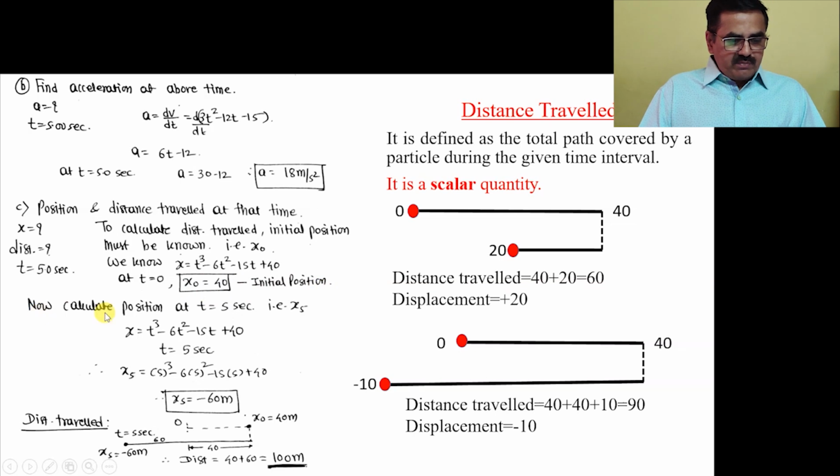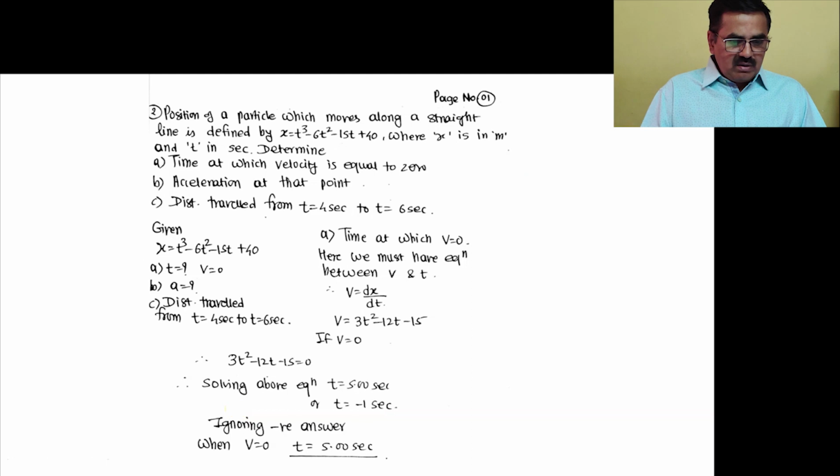And now calculate the position at t is equal to 5 seconds. So at t is equal to 5 seconds, that is x5, let us write t is equal to 5 seconds in the given equation of x, and it gives us x5, that is minus 60 meter. Remember, we have to calculate distance traveled from t is equal to 4 seconds to t is equal to 5 seconds. Here it should be 5 seconds, not 6. Please make this correction.